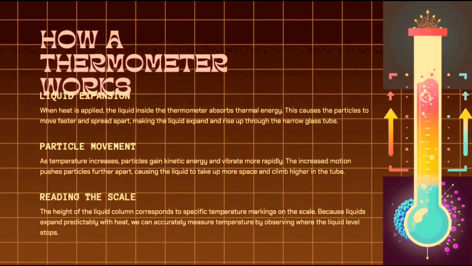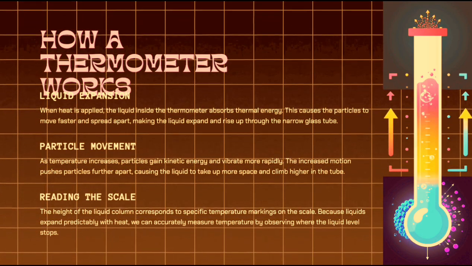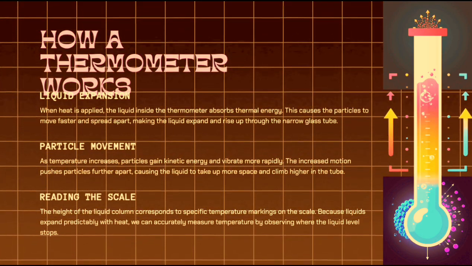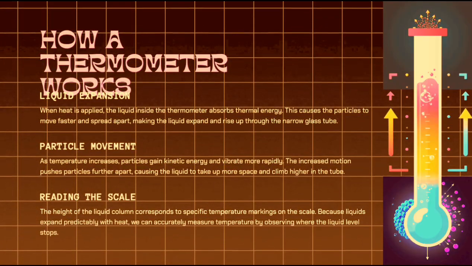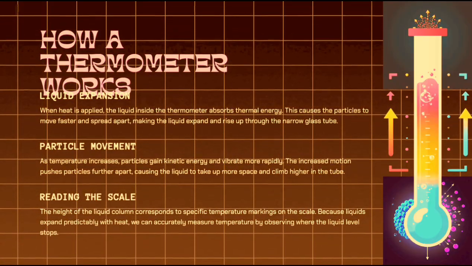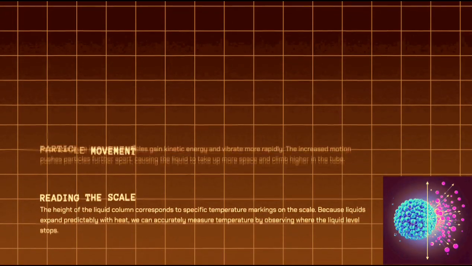How a thermometer works. A thermometer measures temperature by using liquids that expand when heated. As the liquid absorbs heat, its particles move faster and spread farther apart, causing the liquid level to rise inside the tube. The height of the liquid shows the temperature reading.